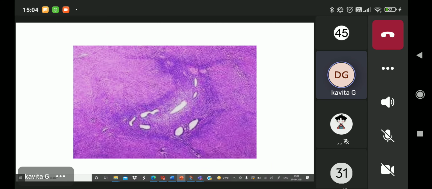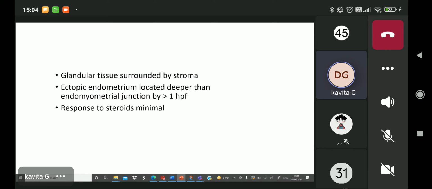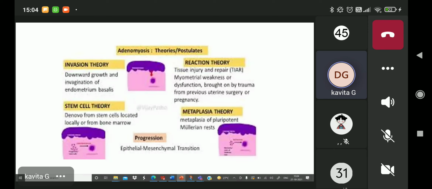So this is what you have, all centered within the uterine smooth muscle. The glandular tissue is going to be surrounded by the stroma. It's already mentioned, 1 HPF or 2 LPFs, and the response to steroids may be pretty minimal.